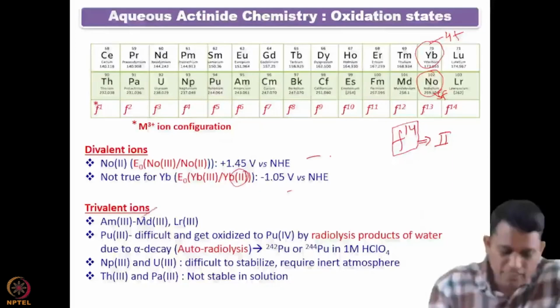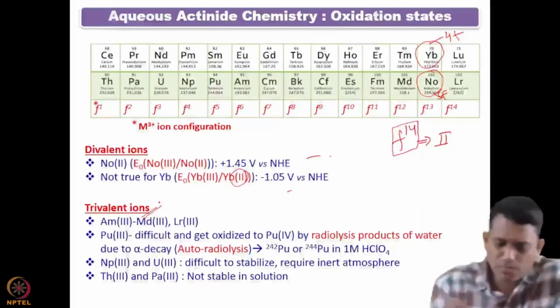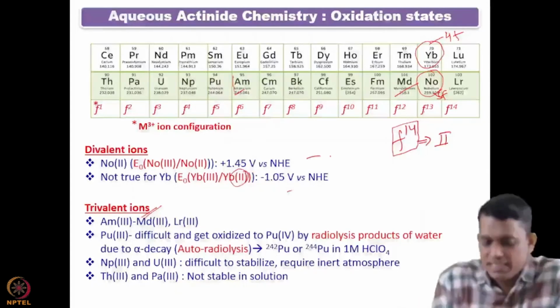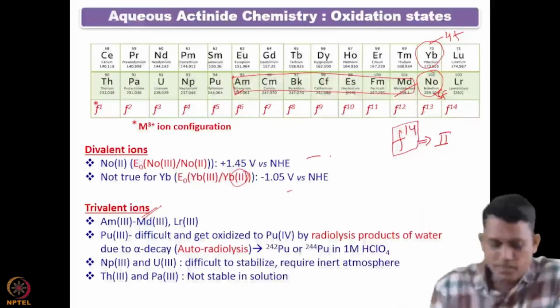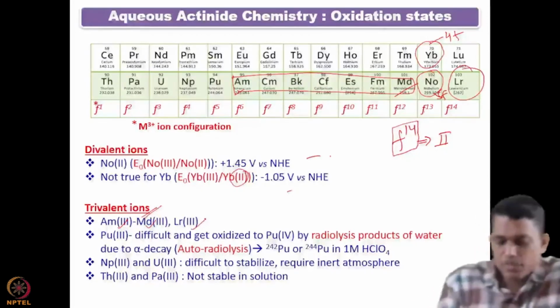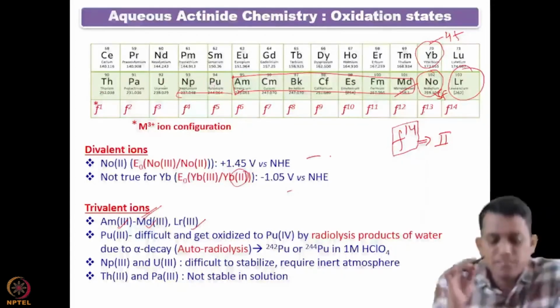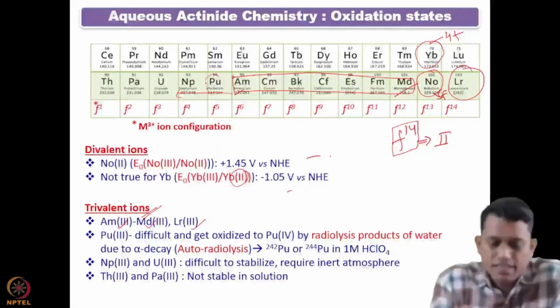When we talk about the trivalent ion, starting from americium to mendelevium, everything can be present in the trivalent. So you can say americium to mendelevium along with lawrencium, they can be trivalent. But if you talk about the lower part, that is plutonium, neptunium, uranium, protactinium, or thorium, there is very much difficulty in preparing the trivalent state.